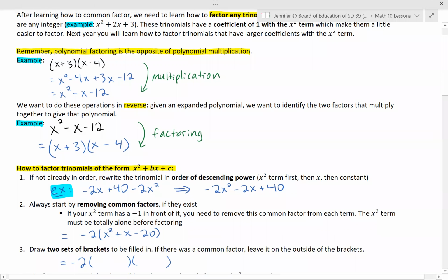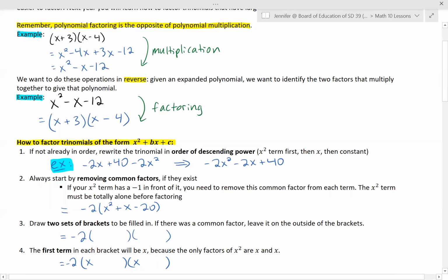Next, you're going to draw 2 sets of brackets to be filled in. If there was a common factor, that just goes on the outside and we don't have to deal with it again. The first term in each of these brackets is going to be x every single time because those are the only factors of x squared.